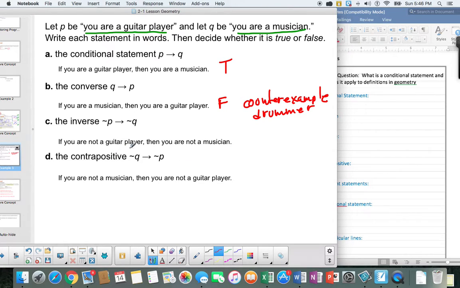Okay, if you are not a guitar player, then you are not a musician. That is also false. We can use the drummer as an example as well. If you are not a musician, then you are not a guitar player, and that's true. You're not a musician. There's no way you could be a guitar player. So these two are equivalent statements because they're both true, and these two are equivalent statements because they're both false.